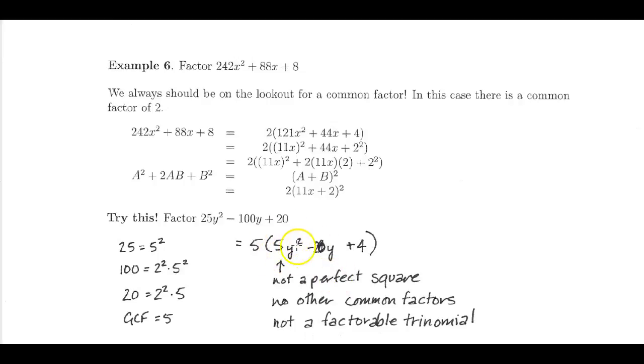And 5y squared, so 5 is not a perfect square. It's not 1, 4, 9, 16, 25, or 36. And I also see that there are no other common factors. And when I work with my ax squared plus bx plus c type of factoring here, there are no factors of 20 that add up to negative 20. So this is not a factorable trinomial. It's called prime. So it turns out we cannot factor this as a perfect square trinomial.